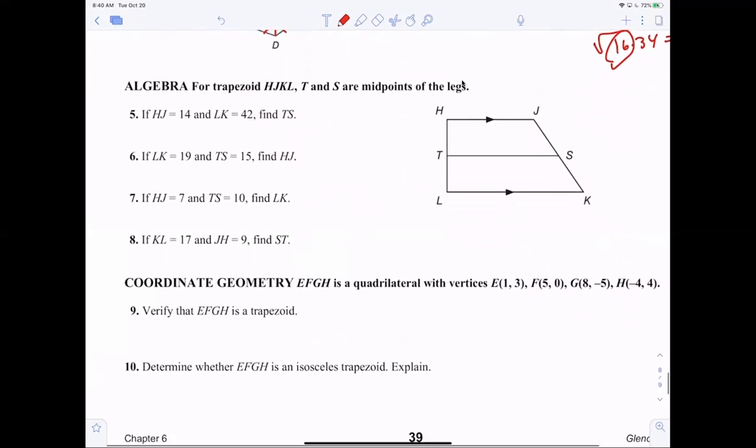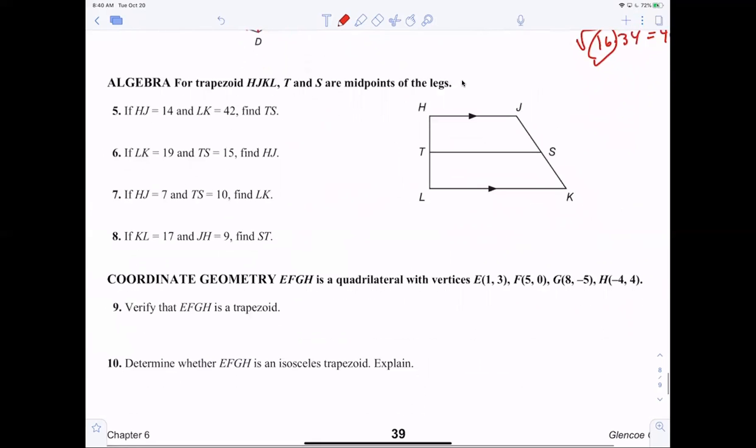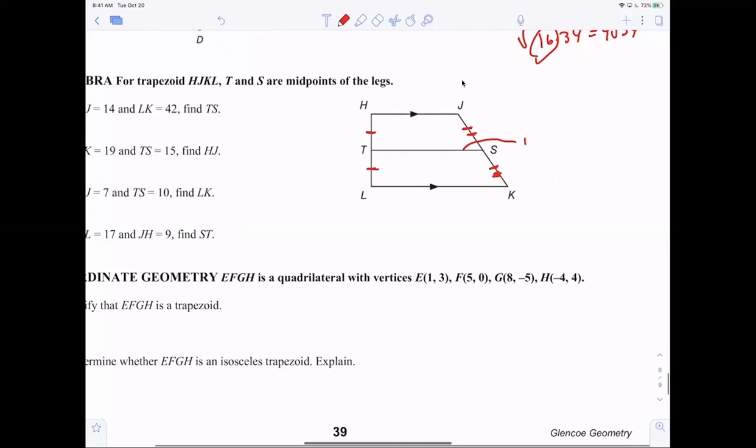Now, trapezoid. So T and S are midpoints. So this mark is congruent and this is congruent. So this line right here is technically called a mid-segment. If that is a mid-segment, if I said this was 10 and this was 20, what is TS?